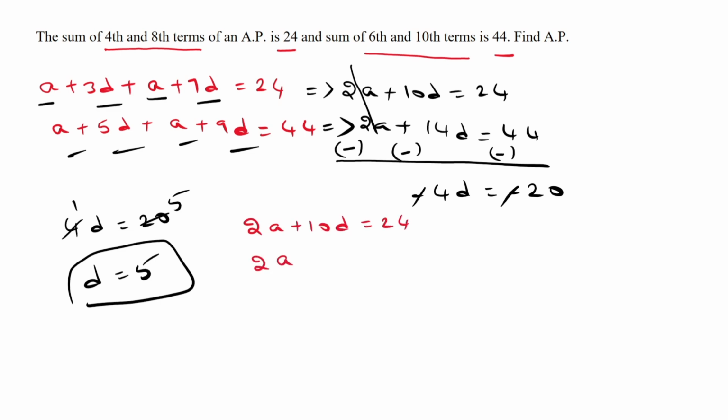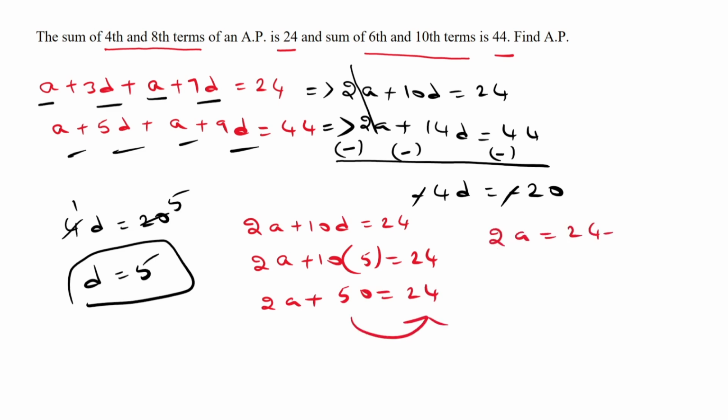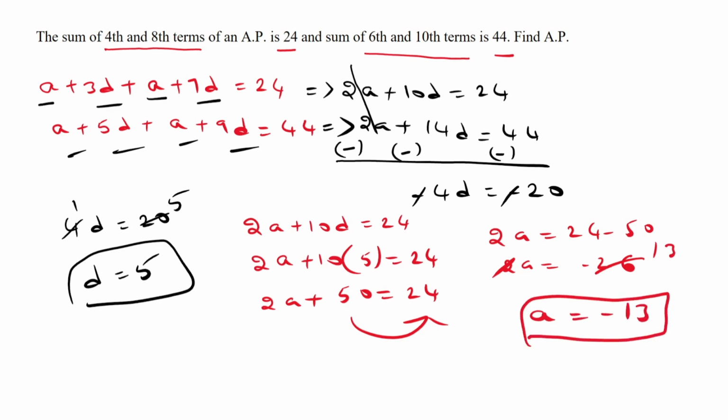2a unknown as it is, plus 10 into d value, which is 5, equals 24. 2a plus 10 fives are 50 equals 24. Taking 50 to the other side, so 2a equals 24 minus 50. 2a equals minus 26. 2 ones are 2, 2 thirteens are 26. So a value is minus 13. First term is minus 13 and the common difference is 5.